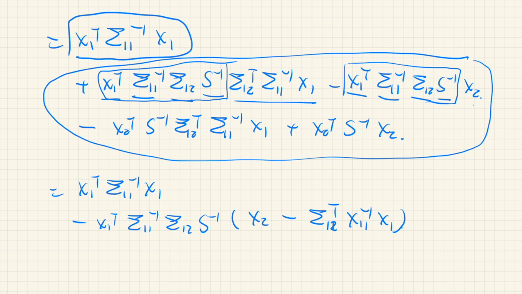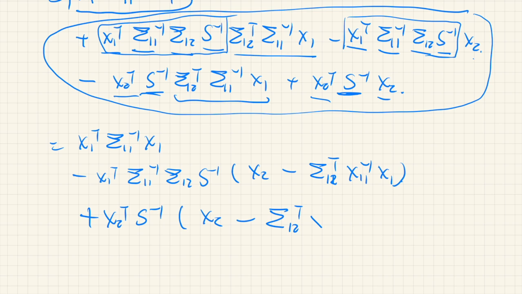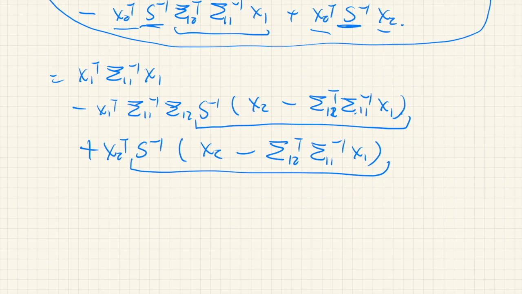Now we have x2 transpose here and x2 transpose here, and we have S inverse here and S inverse here. So factorize by x2 transpose and S inverse. Let's put a plus sign here. Then we have x2 from here minus sigma 1 2 transpose sigma 1 1 inverse and x1. Now we have this and this as a common factor, so let's factorize it.